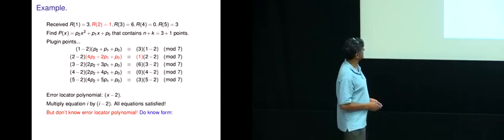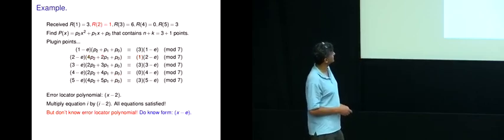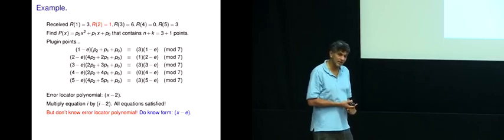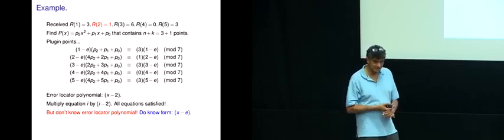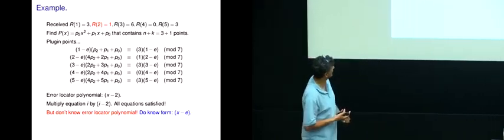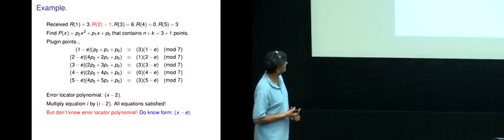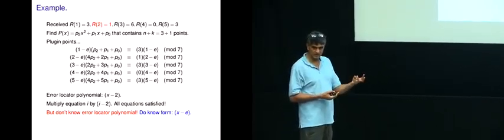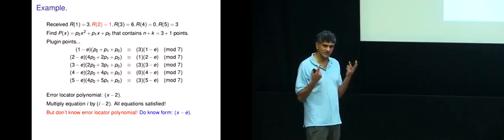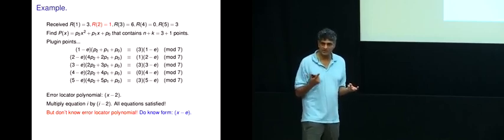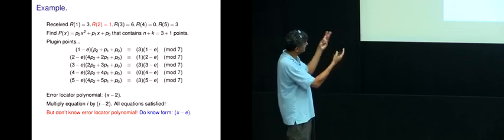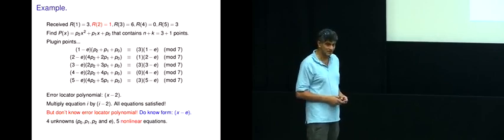But I don't know the error polynomial. But I do know the form. So it looks like that. Now I have a system of equations, and how many unknowns do I have here? I don't know P2, I don't know P1, and I don't know P0, right? And I don't know E. So there are 4 variables that I don't know, and there are 5 constraints, right? 4 unknowns and 5 equations.